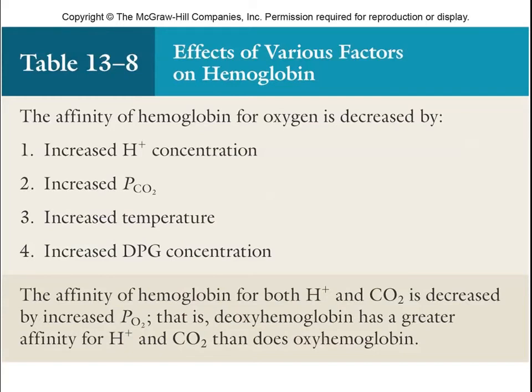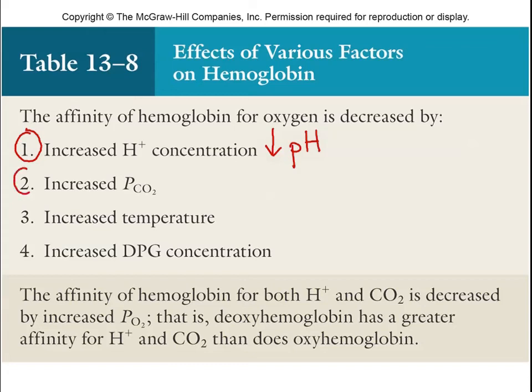This table shows examples of various factors that will decrease the affinity of hemoglobin for oxygen and therefore will cause a right shift in the dissociation curve. And all of these factors can be a result of increased metabolism in a tissue. Cellular metabolic activity often produces acids, and acids are going to increase the hydrogen ion concentration, which is the same thing as saying it lowers the pH.